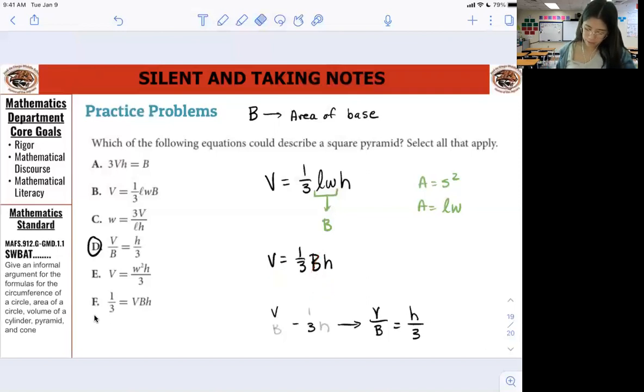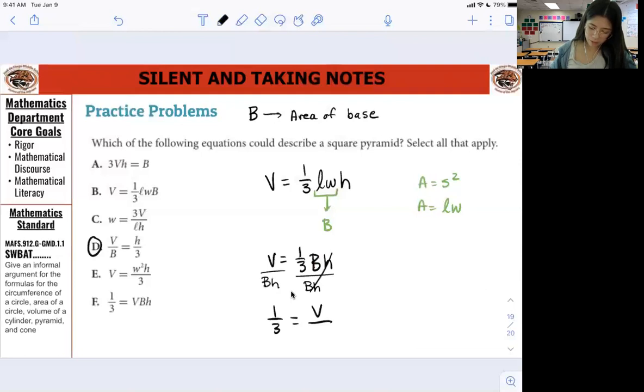Let's look at F. So in F, what does it seem like they tried to do? They tried to get the 1/3 by itself. But in order to get 1/3 by itself, what would you have to do? Like if I wanted to get this 1/3 all alone, what would I do? Yeah, I would divide by BH. So if you wanted to write this equation, you would actually do 1/3 equals V over BH, not V times BH. So F is wrong.